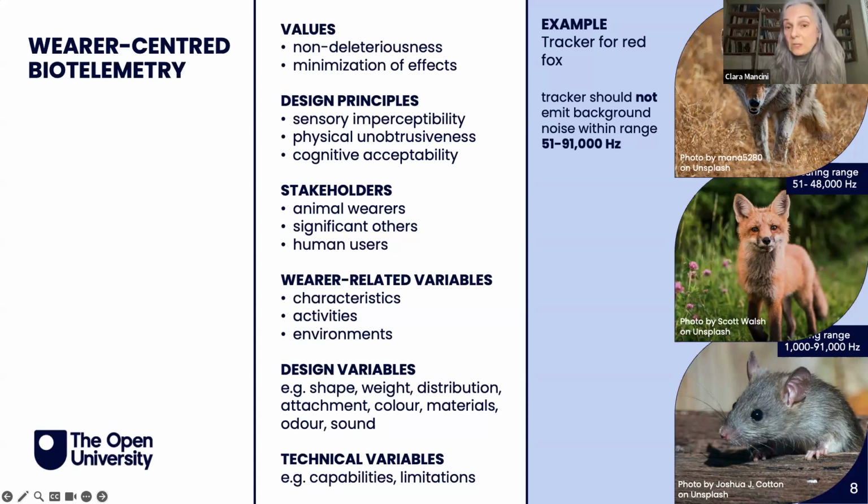All stakeholders should be considered, primarily the wearer, but also their significant others. That is, social relations such as mates and offspring, but also asocial relations such as predators and prey, and of course human users. Whereas biological characteristics, their activities, and their environment should all be considered, and all possible design variables, along with technical variables, should be exploited to maximize wearability. The example on the right suggests that when designing a tracker for red foxes, the device should not emit background noise that is within the hearing range of the fox, but also of her potential prey and predators. And this is just one aspect to consider.